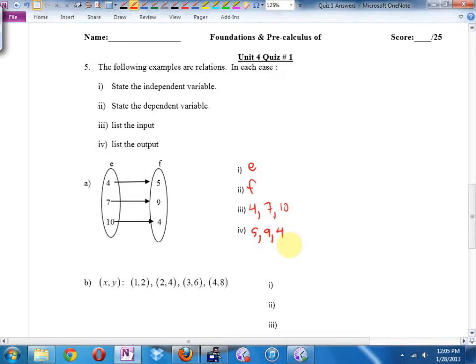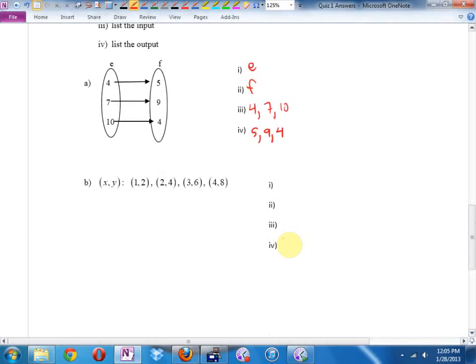How could I figure out which was dependent and independent from a mapping diagram? The arrow points towards the dependent. What about if they just give me points? X is the independent, Y is the dependent. So it's going to be X: 1, 2, 3, 4. Y: 2, 4, 6, 8. In fact, I can even tell you what that equation must have been. I'm pretty sure that equation was that, wasn't it? Looks like they doubled every x value to get the y value.